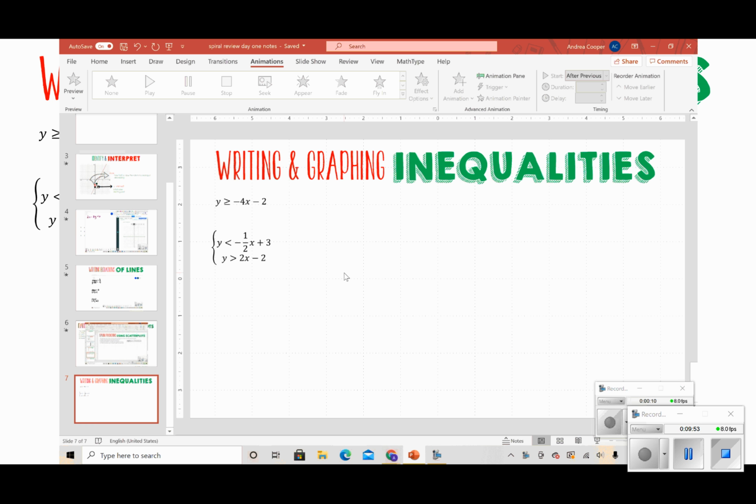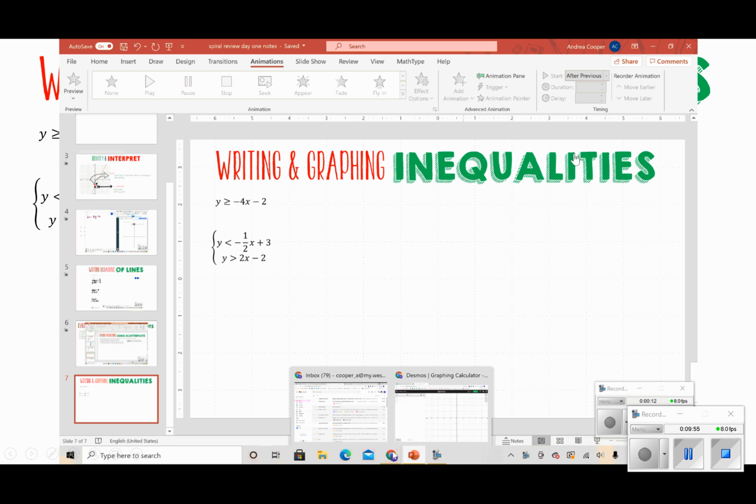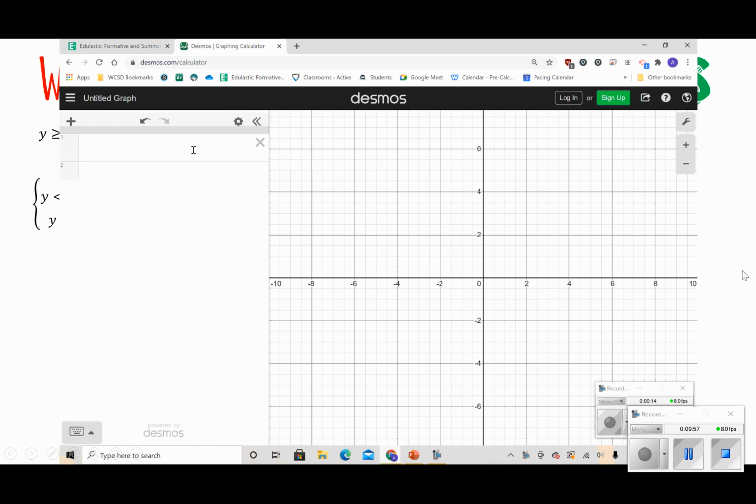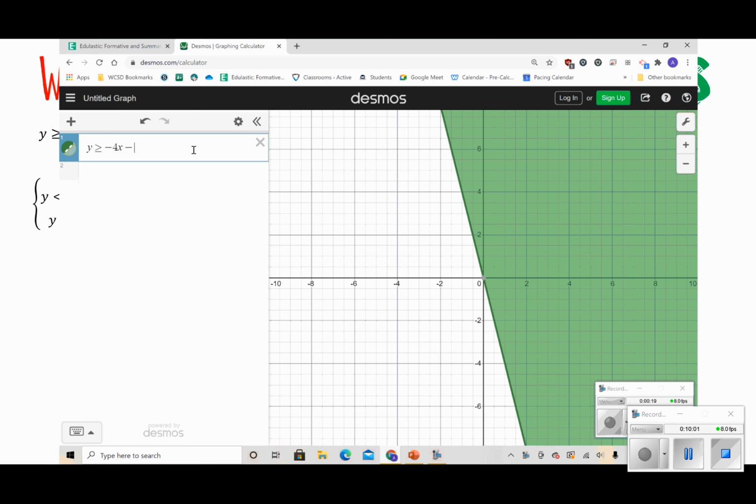So the first one, y is greater than or equal to -4x minus 2. Remember, Desmos does almost everything for you. And the nice thing here is you want to check your x and y intercepts. Now you can't use this one because it's a half point, and Edulastic doesn't like that. So I'm going to have to use my y-intercept and then my slope.